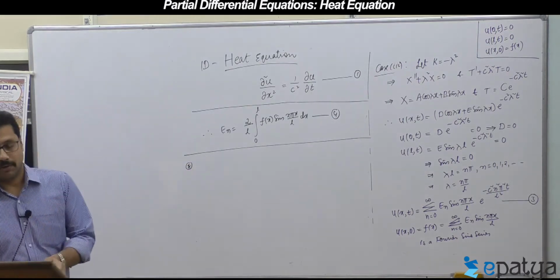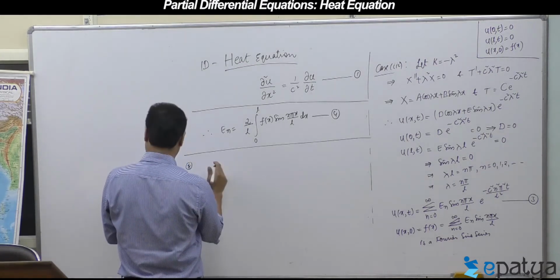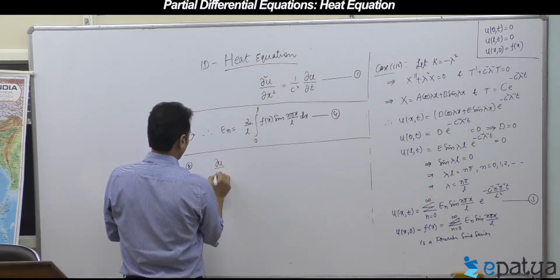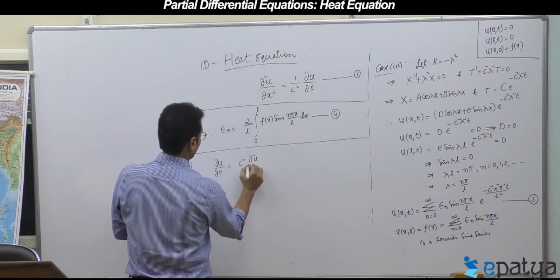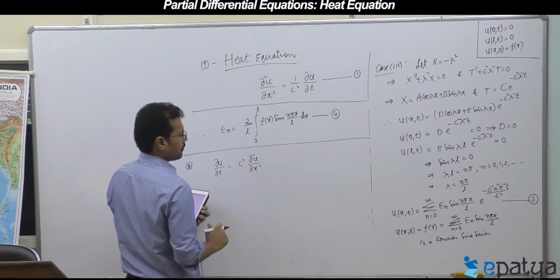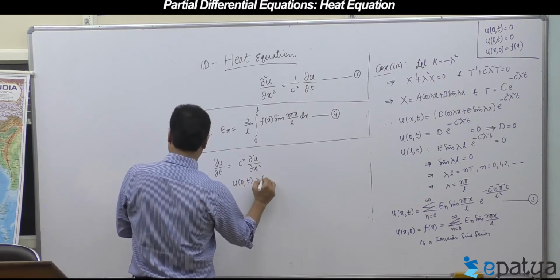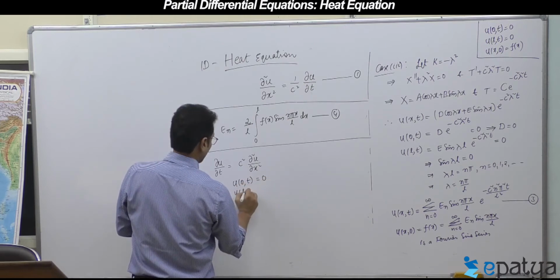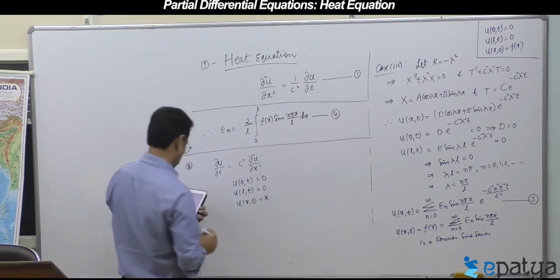Determine the solution of dou u by dou t equal to c square dou square u by dou x square with the boundary conditions u of 0 comma t equal to 0, u of L comma t equal to 0 and u of x comma 0 equal to x.